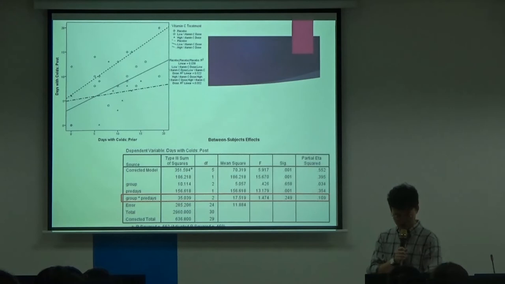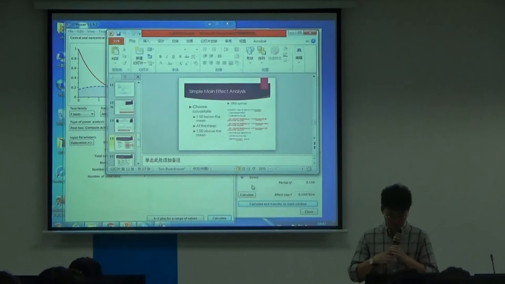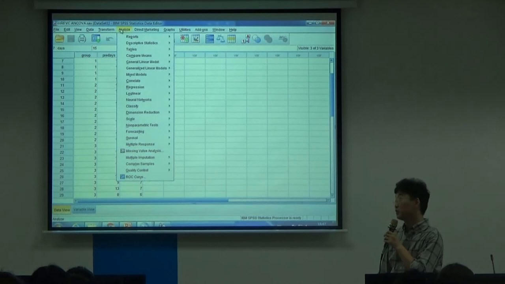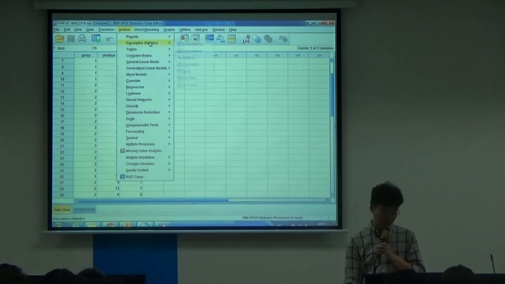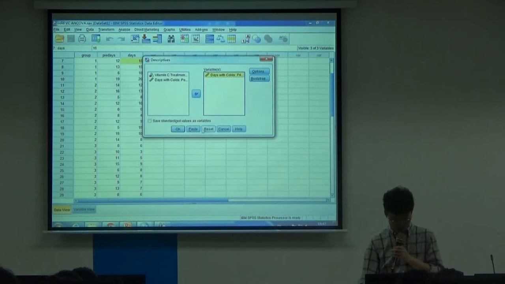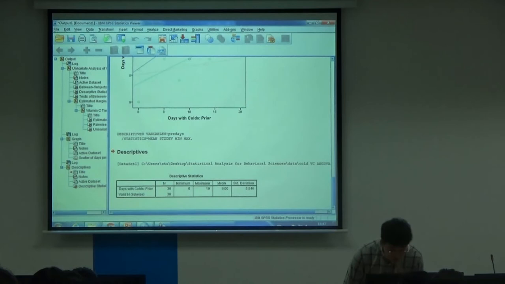Okay, then, how can we come up with one standard deviation below the mean and one standard deviation above the mean? We need to have the actual values, so we need to come up with the mean and the standard deviation for the covariant. So we can run descriptive statistics. You can do frequencies or descriptives, whatever you like, as long as you get the mean and standard deviation of the covariant. Okay. So the mean value is 9, and the standard deviation is 5.5.